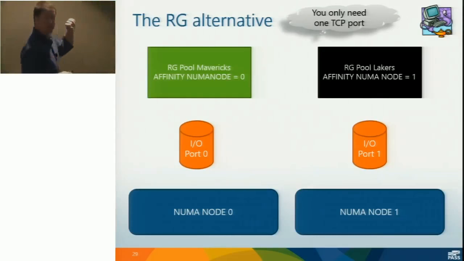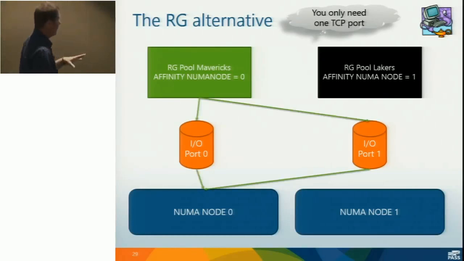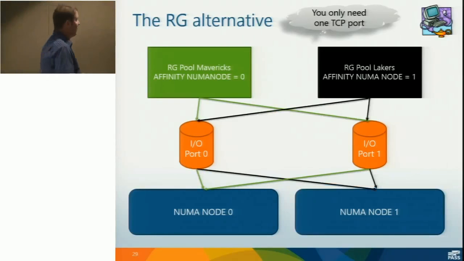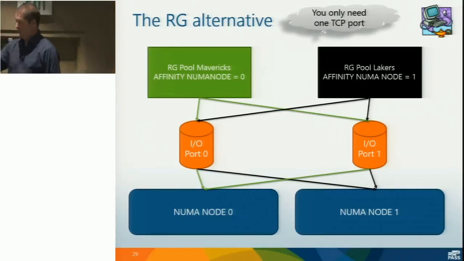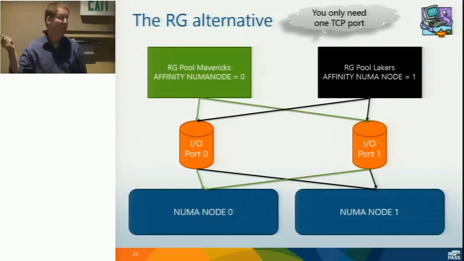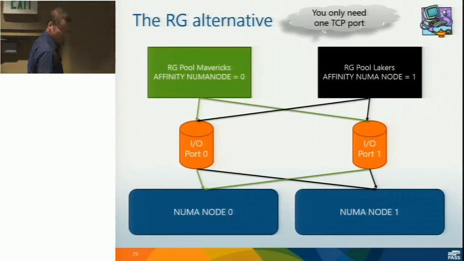So they're affinitized per node. The Mavericks are on node 0, the Lakers on node 1. When the Mavericks connect, because of round robin, they could be put on either I/O port. But because we affinitize them, they will run their work on node 0. The Lakers could have the same thing happen. They can show up to either I/O port, but they'll be redirected to node 1. Now I've affinitized all my work for the Mavericks on node 0 and all my work for the Lakers on node 1. And I didn't have to create multiple TCP ports or do any configuration with Config Manager.